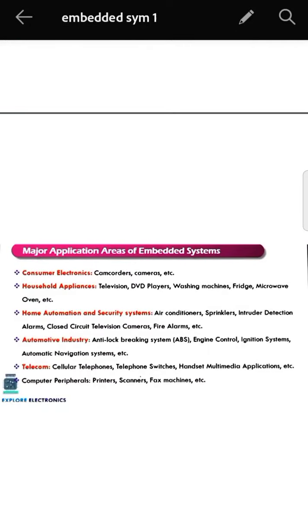Next, let us go for some of the major applications of the embedded system, where we are using the embedded system. First one is consumer electronics. In camcorders and cameras, a camcorder is a video recorder, and in that we are using the embedded system. Next, household appliances: television, DVD players, washing machine, fridge and microwave ovens. In all these household appliances we are using the embedded system.